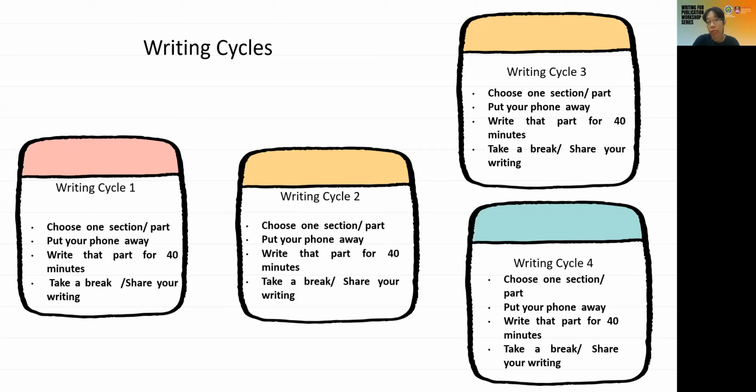Put your phone away unless your outline is on your phone, right? Because your phone would be a distraction for you. When you're writing, you don't want any distraction. Write that particular section, the section that you choose, for 40 minutes. Whether it makes sense or no sense, it doesn't matter as long as it's on your outline, just write. And the same thing would continue with writing cycle 2, writing cycle 3, and writing cycle 4.